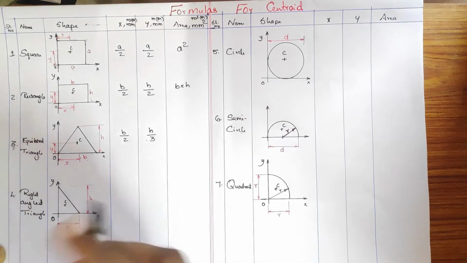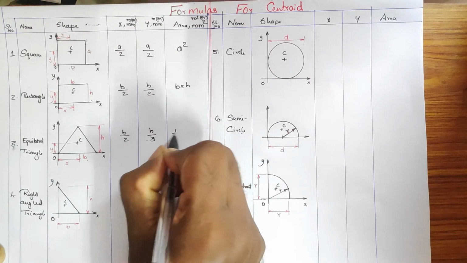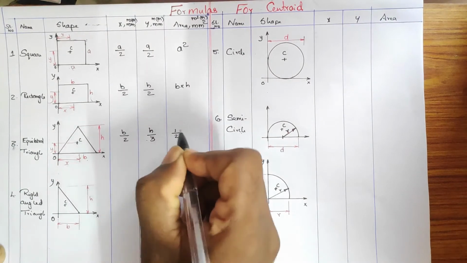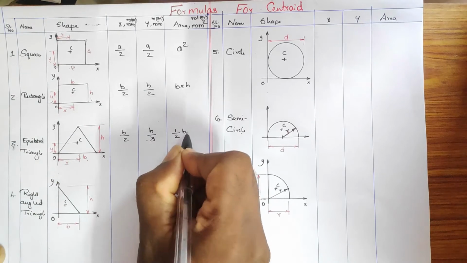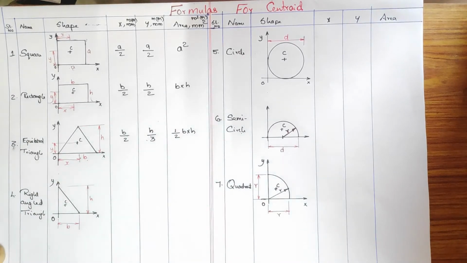And the area of this equilateral triangle is half length into breadth. So B into h, half BH, right? And let's move to the fourth one, right angle triangle. So right angle triangle is concerned. Here I have taken the bottommost side as B and entire width as h.